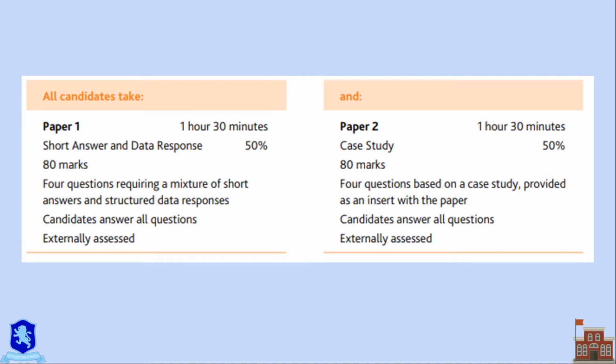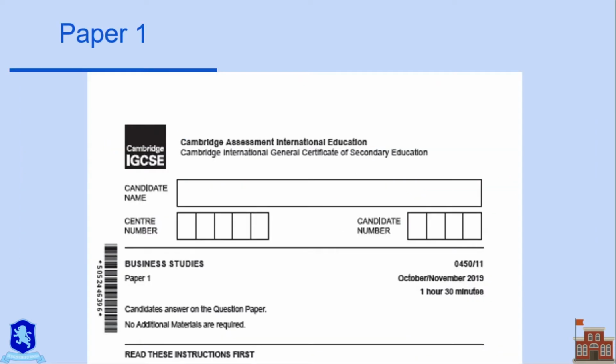Let's review paper 1 first. In paper 1, you have 4 mini case studies. You should read these case studies very carefully. After each one of these case studies, you always have 5 questions, A, B, C, D, and E. And they are always worth the same number of marks. A and B are worth 2 marks, C is worth 4 marks, D and E are worth 6 marks.